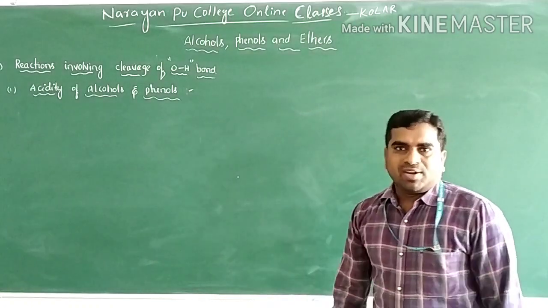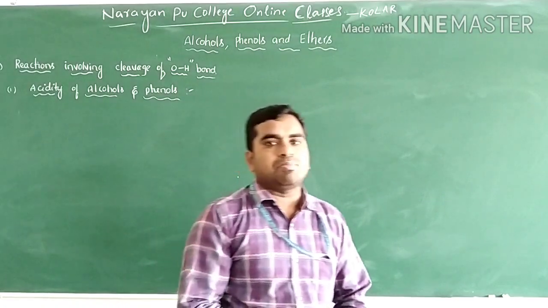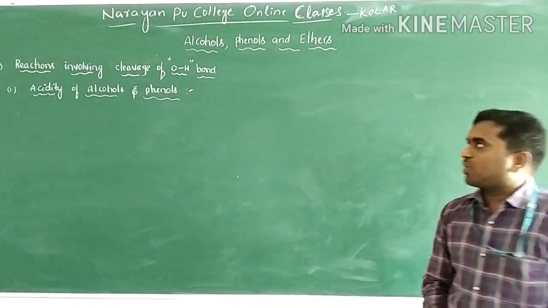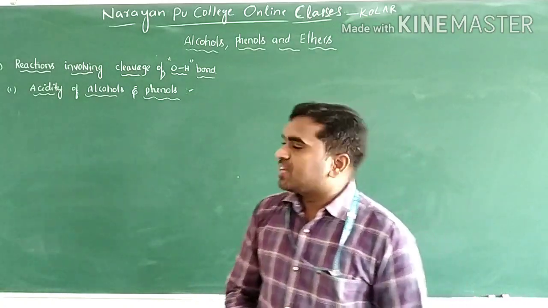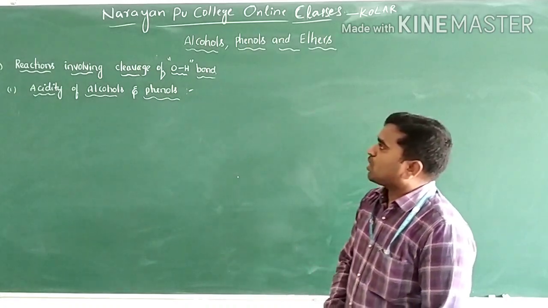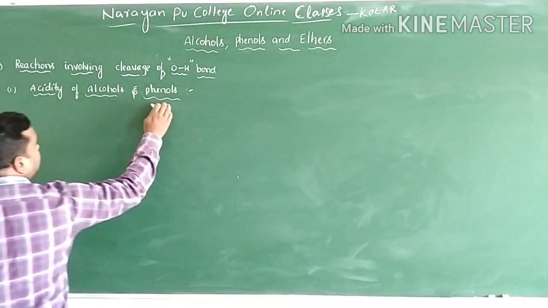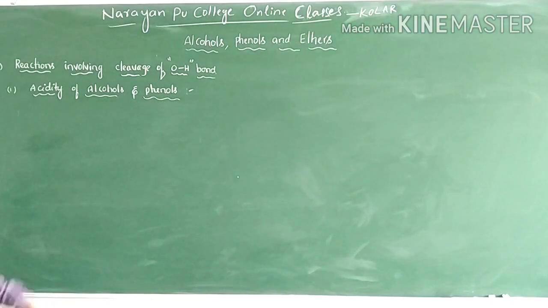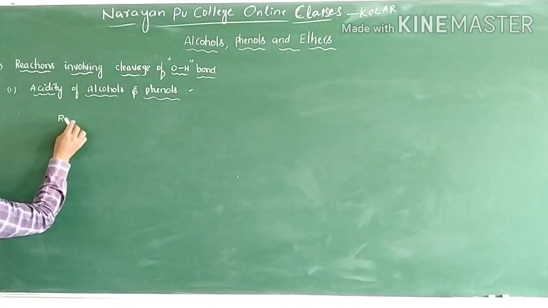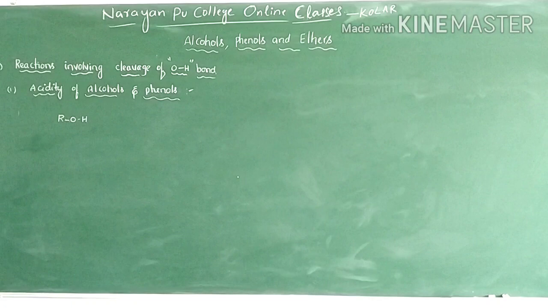Now we have already discussed that the reactions of alcohols are divided into two types. One is reactions involving the cleavage of the O-H bond, and another is reactions involving cleavage of the C-O bond. First we are going through reactions involving cleavage of the O-H bond. In that, the first heading is acidity of alcohols and phenols.